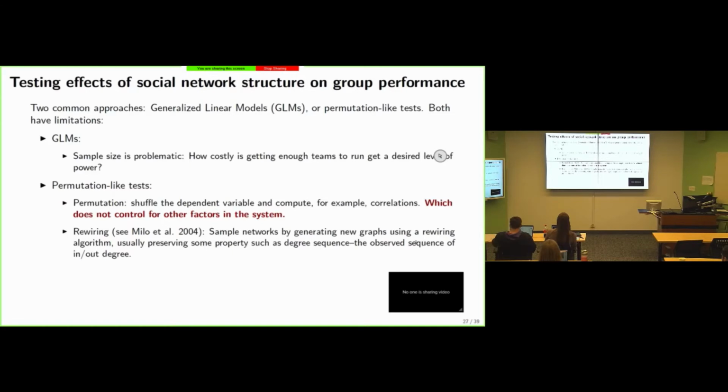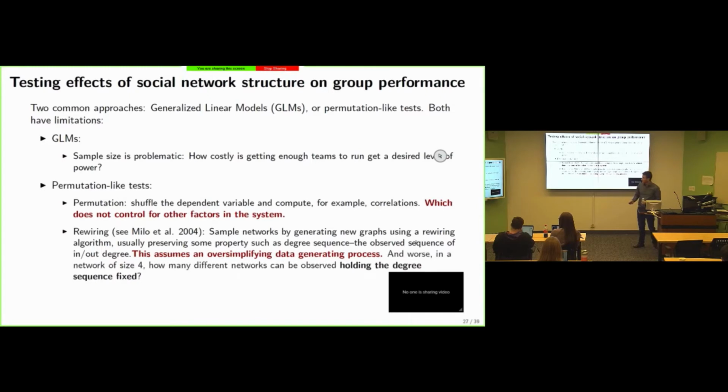Okay, so people do that a lot, but the first problem is that this is an oversimplifying assumption about the data generating process. When you do that, you're essentially saying that the only thing that matters is the degree sequence, which we know is not the only thing that matters. We know that homophily matters, reciprocity matters, balance matters sometimes, so that's an oversimplifying assumption. And worse, in the case of our small networks, when we have only four nodes, how many ways can we actually rewire that small network? Not many, so we don't get enough power. Okay?